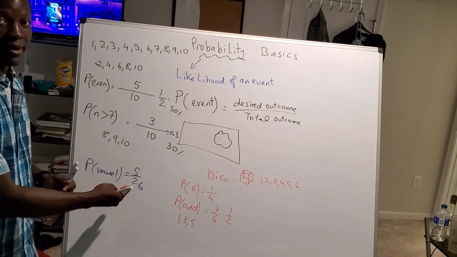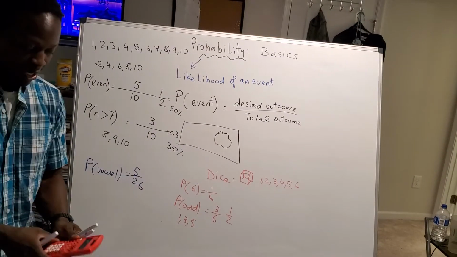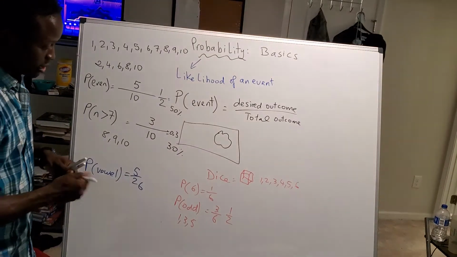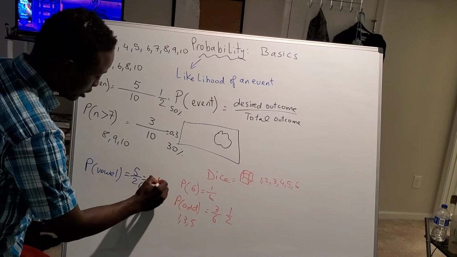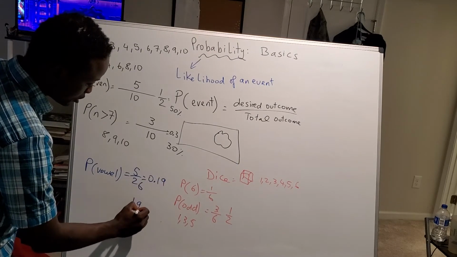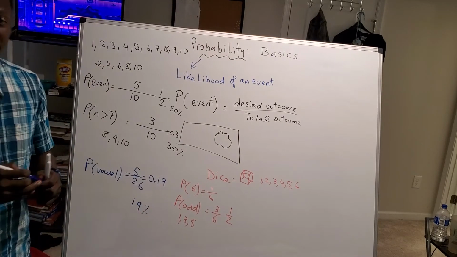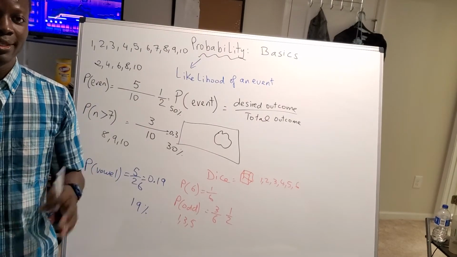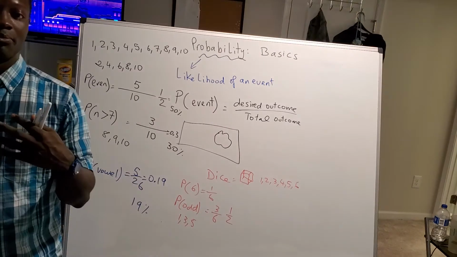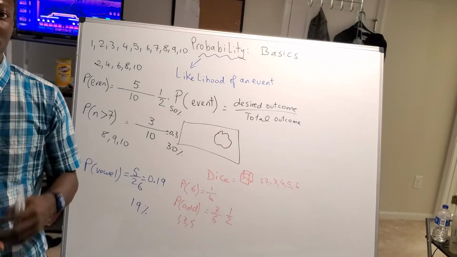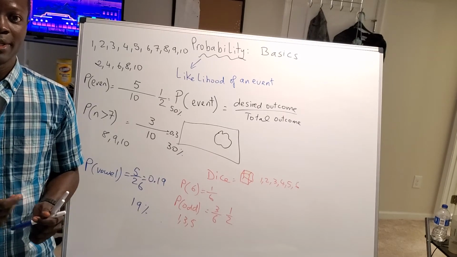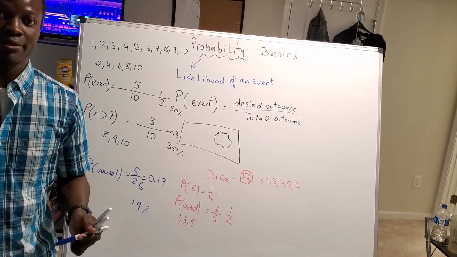Now, this is just a fraction. If you want to know the percentage, you divide it, right? So 5 divided by 26 is 0.19, which is 19%, right? Anything less than 50% is less likely to happen. But this is just probability, right? Probability means there's no guarantee. It doesn't matter how many times you flip a coin. Even if it's 80%, the next time you flip a coin, there's no guarantee.